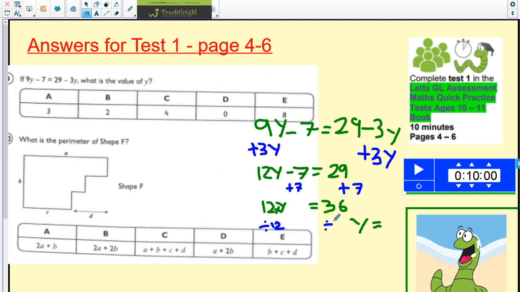And that will actually end up, 12 times 12 divide, they cancel out, leaving me with just a y. So y equals 36 divided by 12, which is 3. So final answer, y is 3.